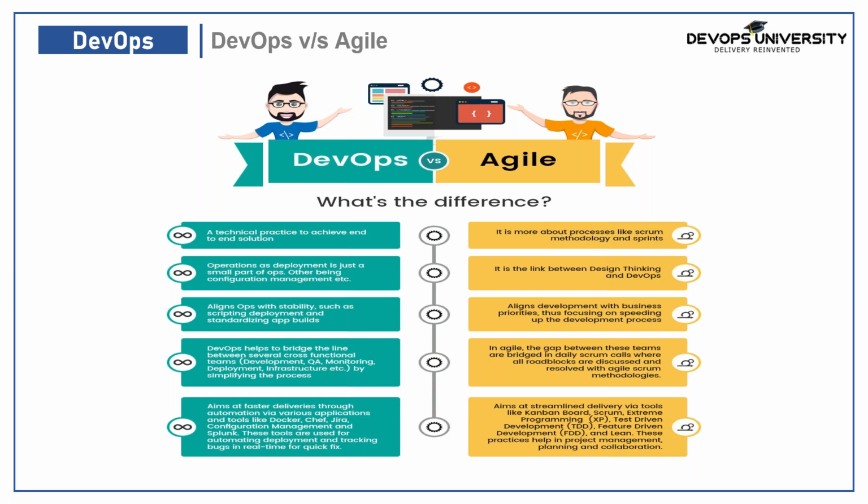So don't get confused with these terms. Dev means development, ops means operations team, and when we combine both teams and work as one team, it's called DevOps. Now, when you hear DevSecOps, dev means development team, sec means security, ops means operations.